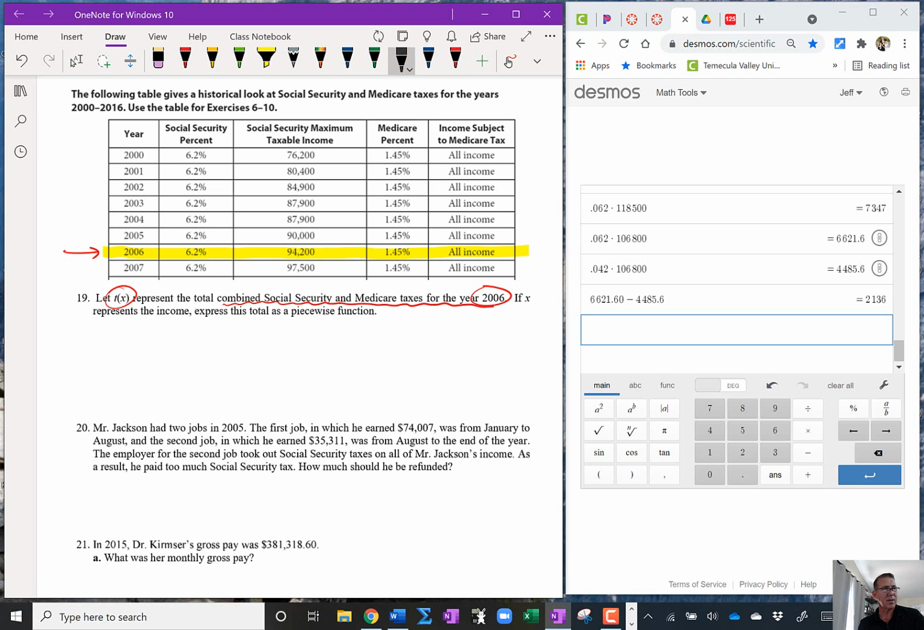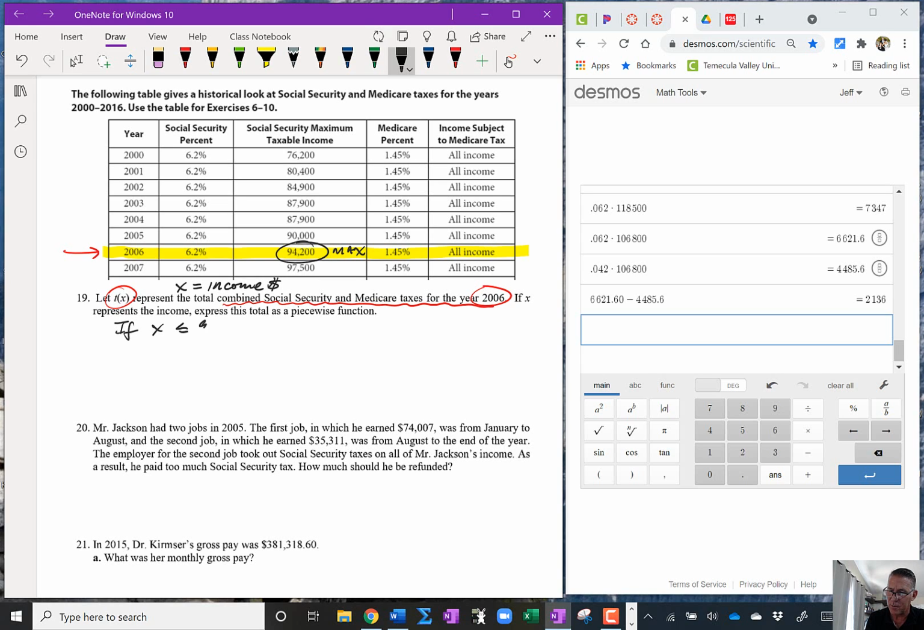So MC for Medicare, SS for Social Security. They're different percentages. So 6.2% on Social Security, 1.45% on all the income. On all the income. That has no max. Again, no max for Medicare. But Social Security does. So if X is less than or equal to 94,200, then you have to pay money on Social Security, and you have to pay money on Medicare, where MC is Medicare.